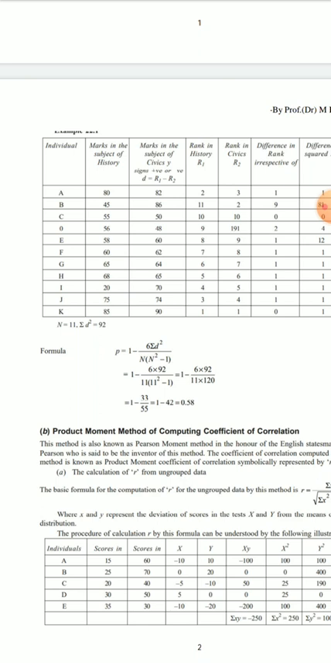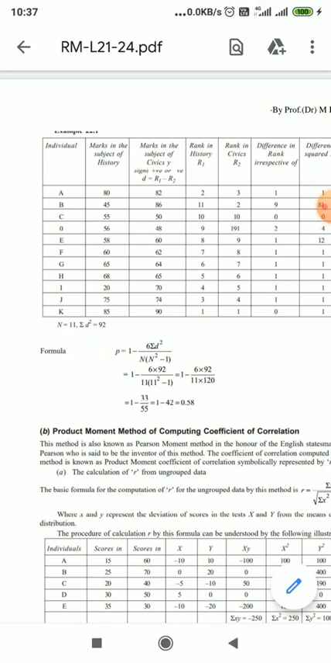So, symbolically, we write the Karl Pearson coefficient of correlation by the symbol r is equal to summation of, under bracket, xi minus x bar multiplied by yi minus y bar, divided by n multiplied by sigma x multiplied by sigma y.